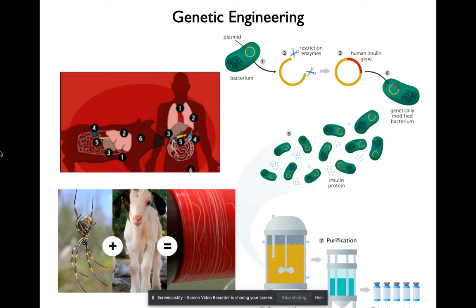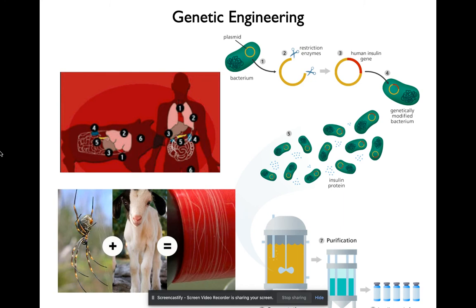is absolutely bizarre. But it's like taking the DNA that codes for spider web thread and inserting that into the DNA of a goat. And so when the goat produces milk, that milk will also have spider web in it. And so that can be extracted. Anyway, it hasn't been super successful, but it's been an attempt to try and genetically engineer something.